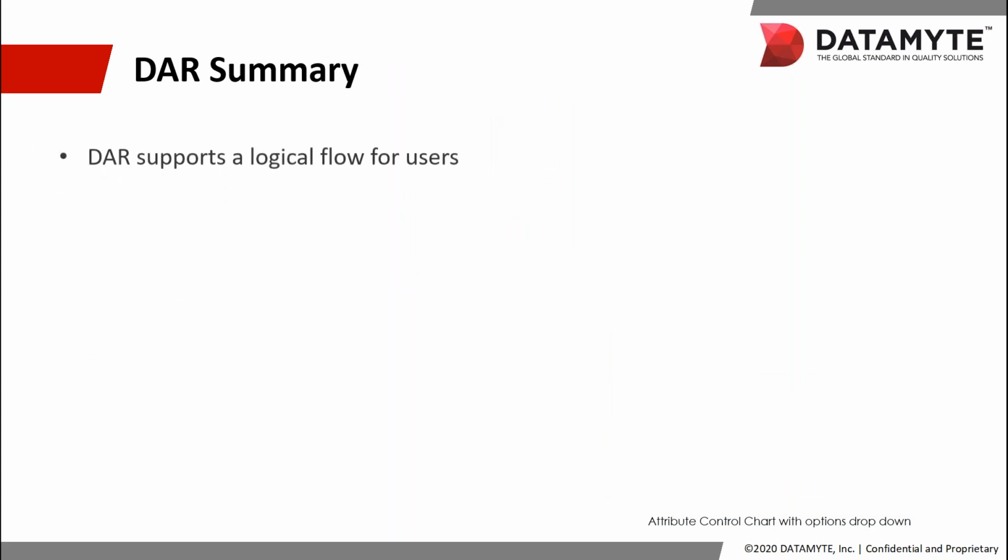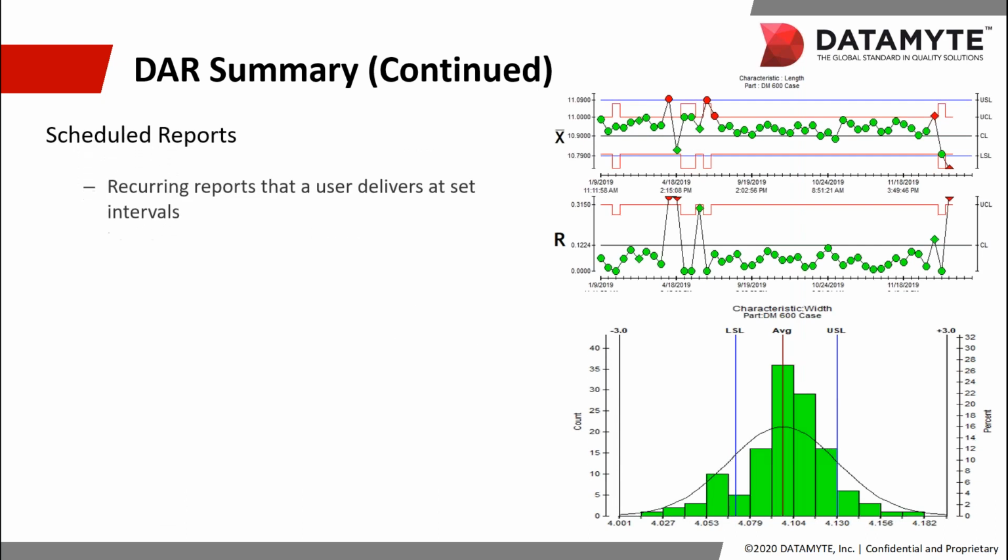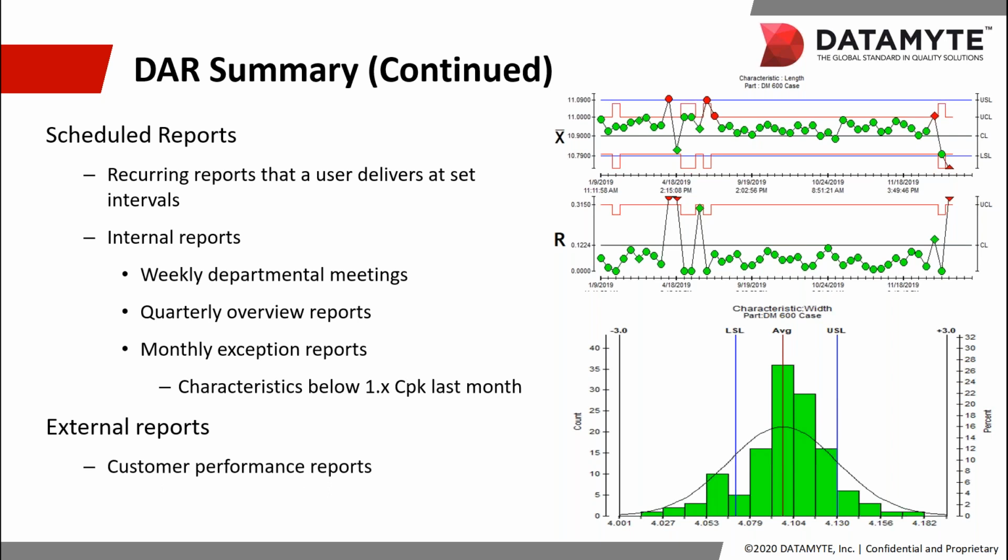So, in summary, DAR supports logical flow for users. Data filters are created on the fly or can be saved in the database. You can populate standard report templates or create and populate custom templates. You can analyze data using drill down capability, generating child reports, and you can locate characteristics in a control chart for selected reporting or omission from capability calculations. Report binders are a one-click analysis tool that helps focus your time and analysis. And finally, you can schedule your reports to be delivered in the desired interval in multiple formats.